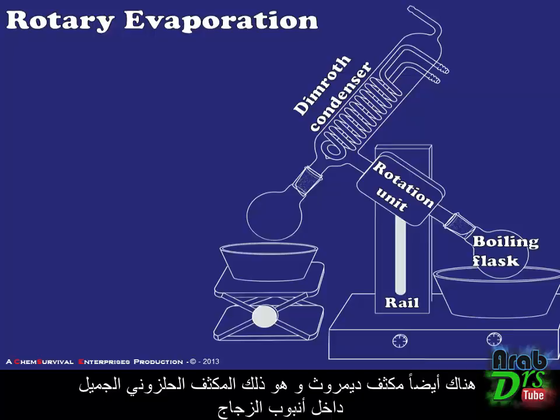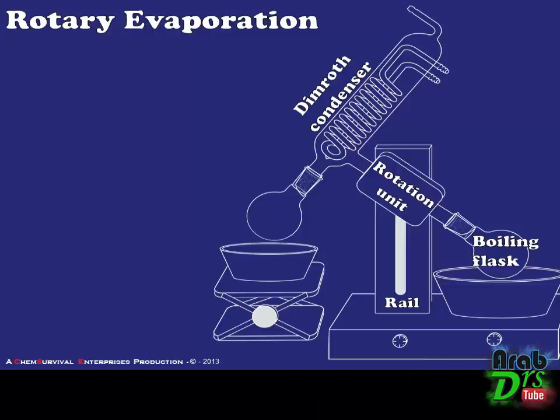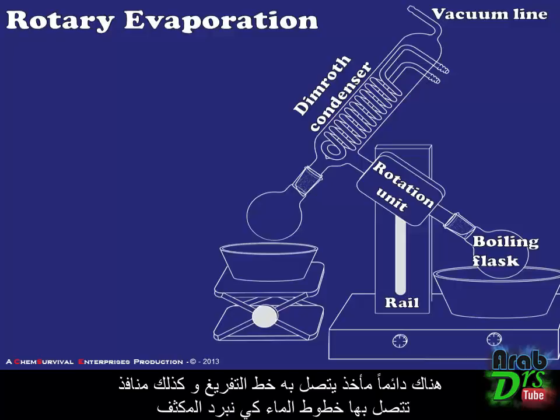There's a Dimroth condenser, and a Dimroth condenser refers to that really cool spiral condenser that's inside of the glassware. And what that spiral cooling column does is create a really large amount of cold surface area. So it's a very efficient condenser, and we need that for rotary evaporation to work. There's always a port for attaching a vacuum line, and of course ports for water lines as well, so that we can cool the condenser.